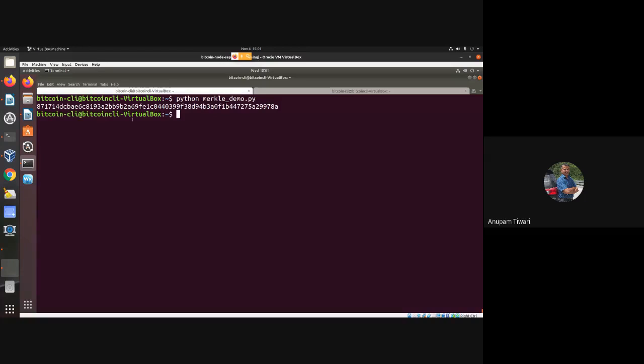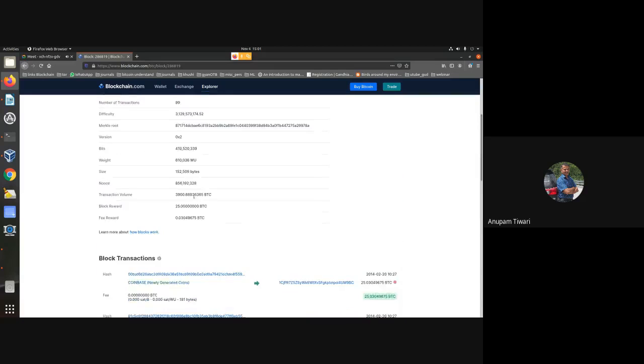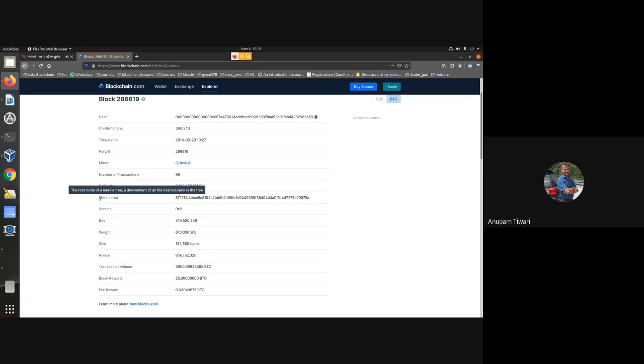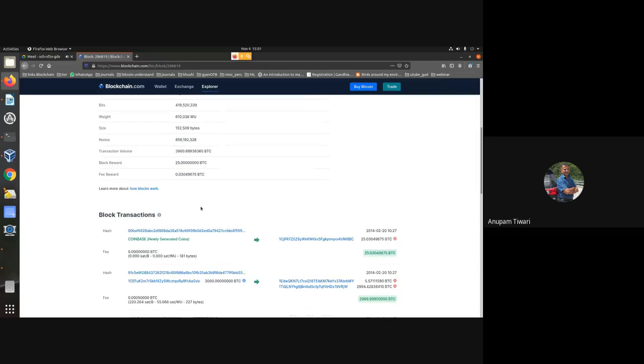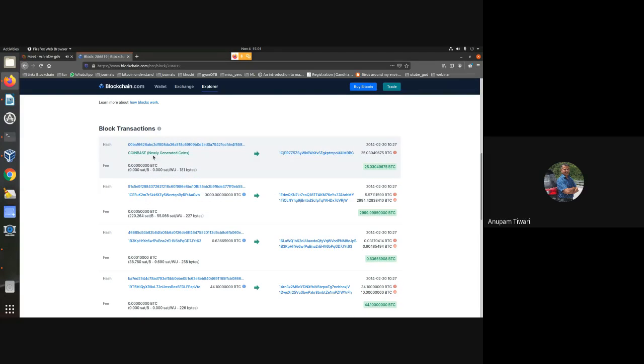I get the Merkle root hash. Now this Merkle root hash is 871714D. So this I have been able to make out from all the hashes of the transaction. And now this 8717, we'll see here. Now the Merkle root depicted on the open blockchain is the same, 8717. So the algorithm has been able to do this.